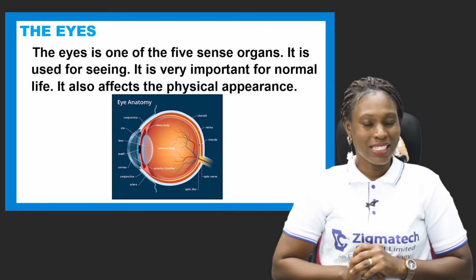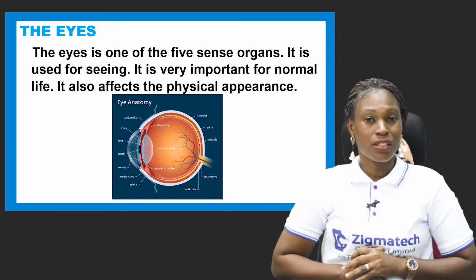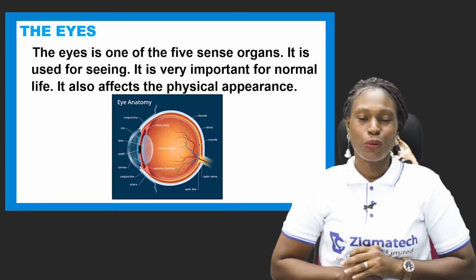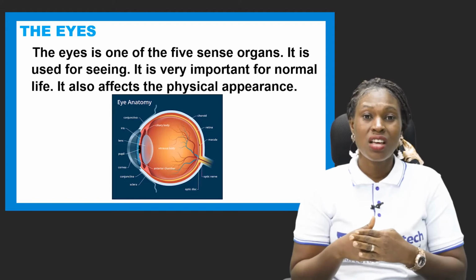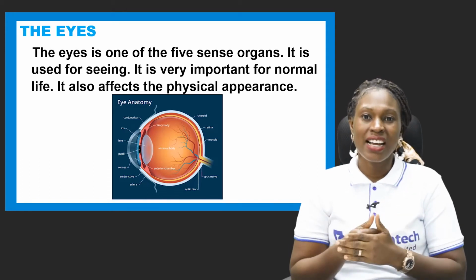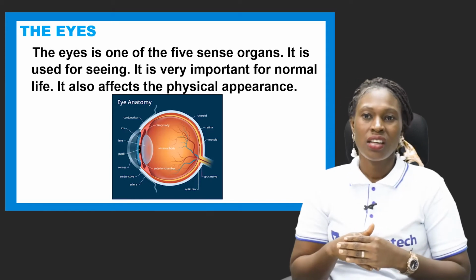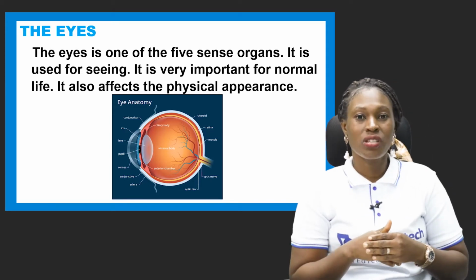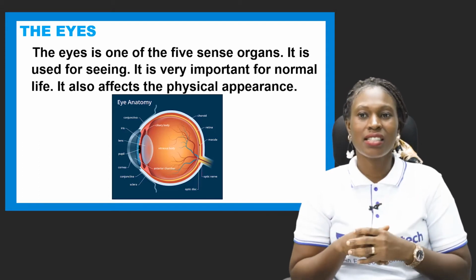Now, it is used for seeing. We use our eyes to see, and it is very important for normal life. Yes, it is well with those persons that don't have their sight, but for the fact that you have your sight, it is very important that you take care of it. Eat the foods that would help and aid good eyesight.